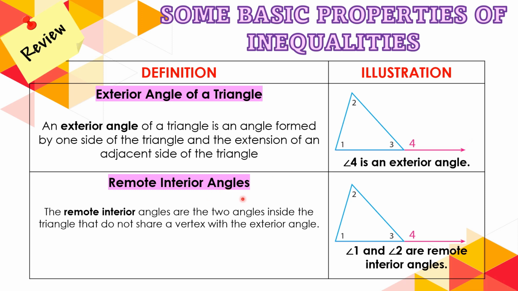Remote interior angles. The remote interior angles are the two angles inside the triangle that do not share a vertex with the exterior angle. In our illustration, angle 1 and angle 2 are the remote interior angles of angle 4.